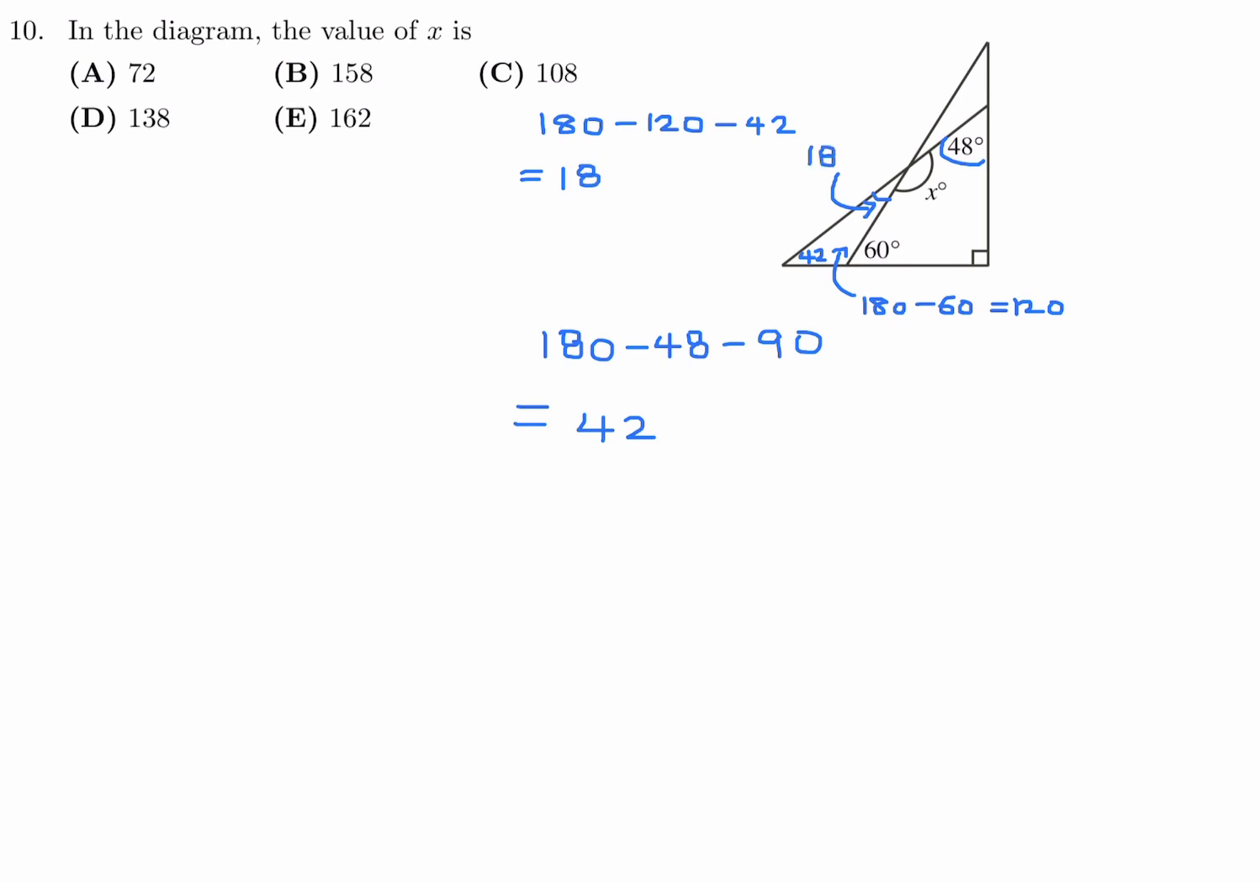And then finally, we get to this one. All of the angles about this line will add up to 180. And those two angles are x and 18. So that means x plus 18 is equal to 180. And therefore x is equal to 162. So number 10, the answer is E.